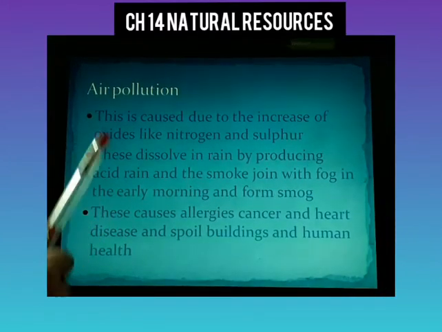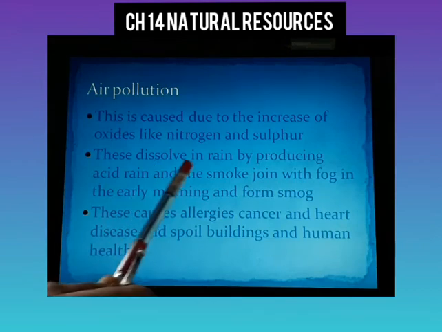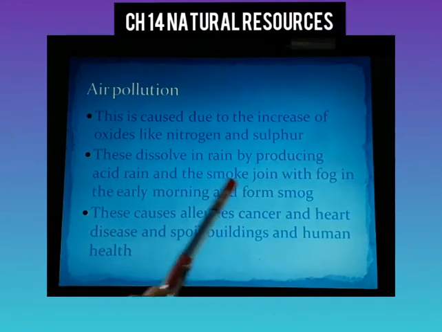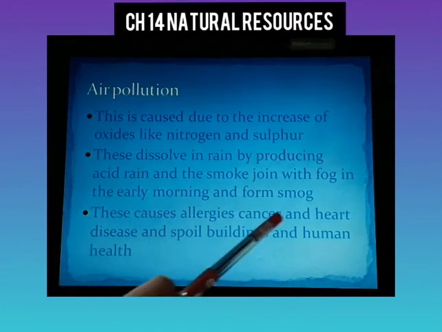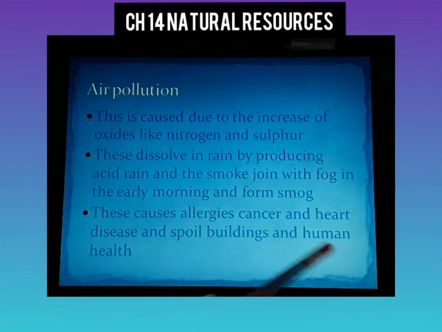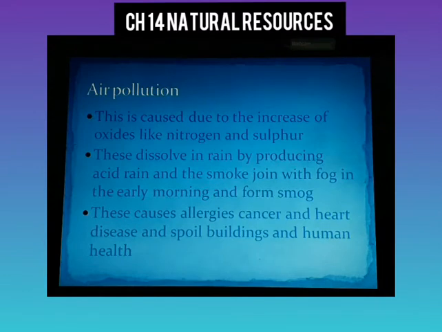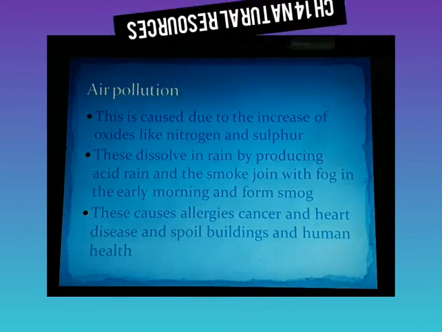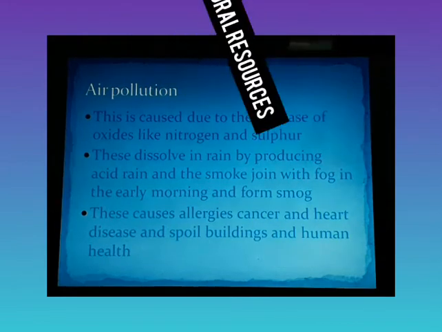Air pollution. This is caused due to the increase of oxides like those of nitrogen and sulfur. These dissolve in rain, producing acid rain, and the smoke joined with fog in the early morning forms smog. These cause allergies, cancer and heart disease, and spoil buildings and human health. You should be careful and prevent air pollution. It is not good for your house, it is not good for the whole earth, and you should think of the future, of what may occur if you cause air pollution.